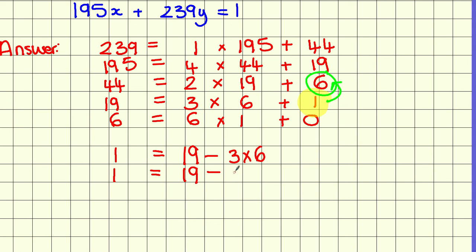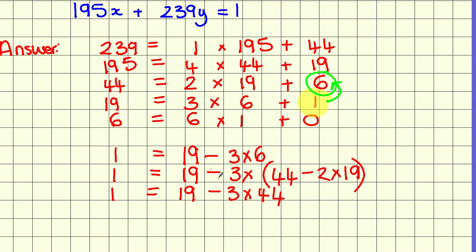So 1 equals 19, take away 3 times, open brackets, rewrite your 6 as 44, take away 2 times 19. Now before you move up to the 19, always simplify, because honestly it gets so messy if you don't simplify as you go along. What I mean by simplify is let's multiply out these brackets. So you've still got 19 take away 3 lots of 44. Then you've got take away 3 lots of take away 2 lots of 19. So minus 3 times minus 2 just gives you plus 6 times 19.